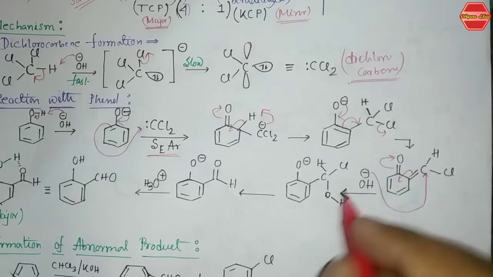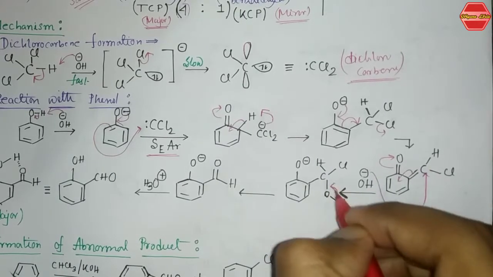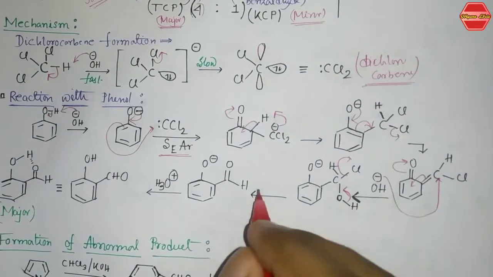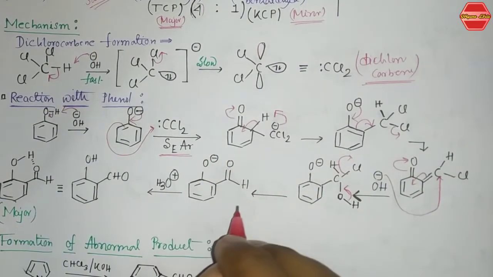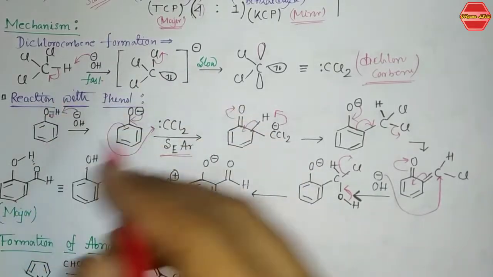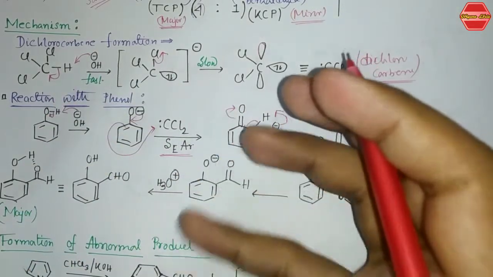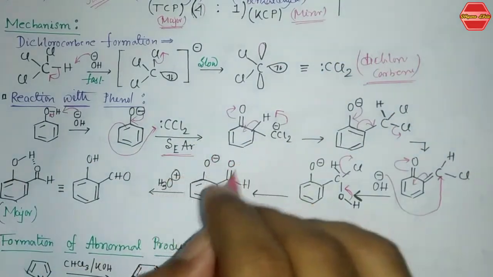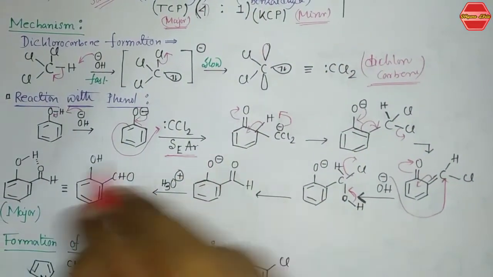After that these bonds can go here, and this Cl can leave from the system in this way, so that you can see you get the final product, that is your aldehyde. So this is just a kind of aldehyde substitution in your phenol derivative. Now after hydrolysis, this O minus becomes OH.